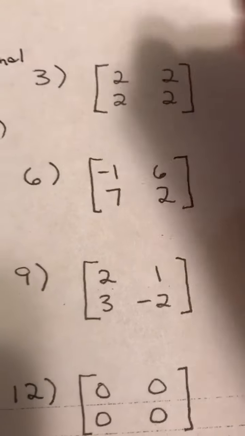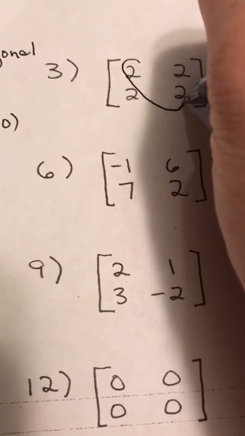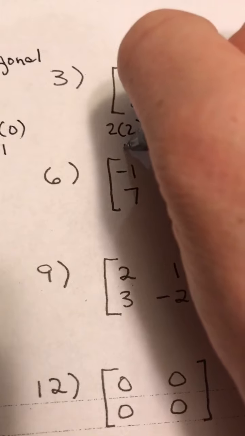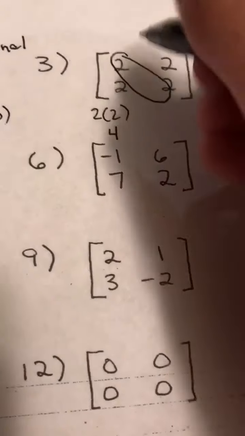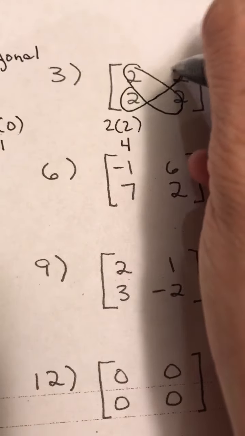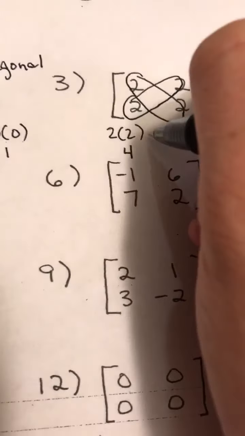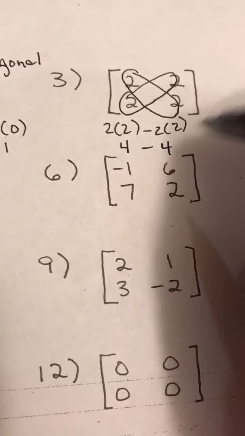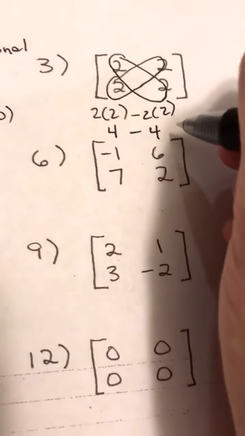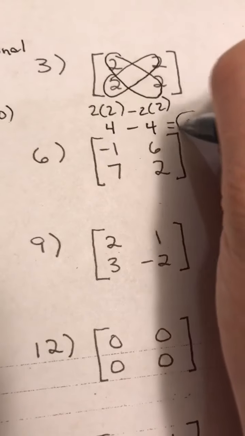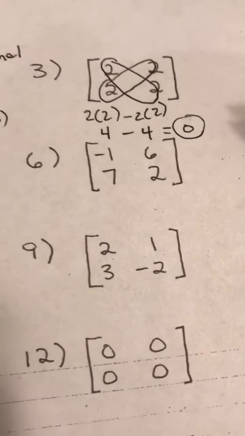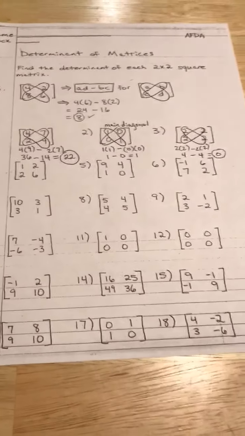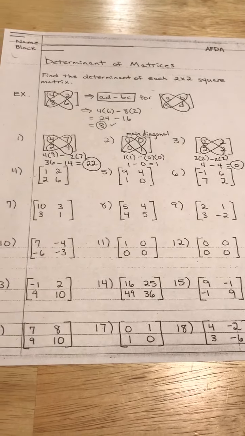Go into the next one. Circle the first diagonal, the main diagonal. 2 times 2. That's going to give me 4. And then you circle the last diagonal. That's also 2 times 2. So that's going to give me 4. We subtract at the very end. 4 minus 4, that's going to give me a 0. Okay? So the answers are always going to be numbers. Go ahead and try all these for homework, and I will see you tomorrow.